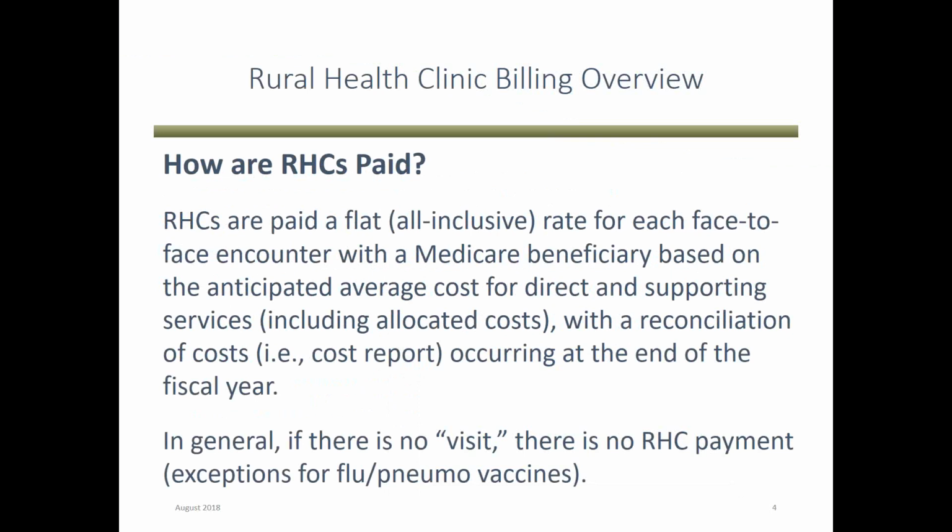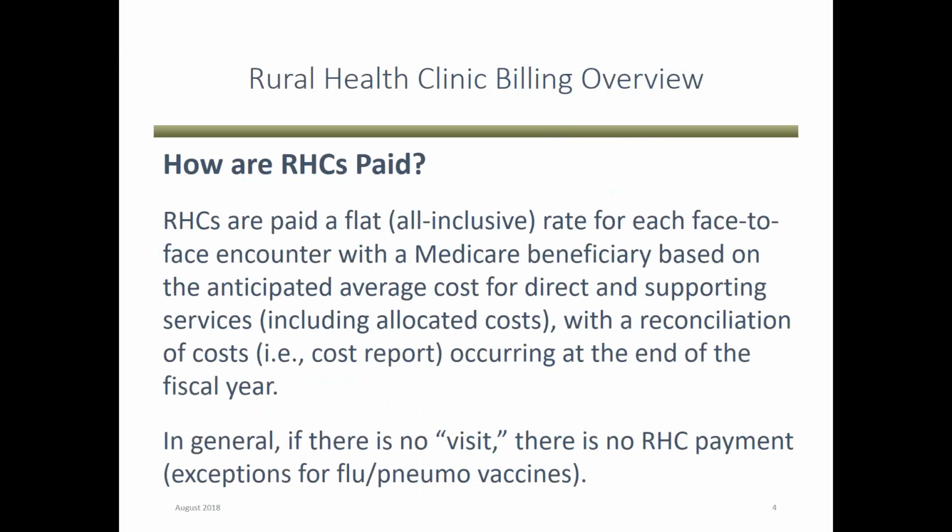In general, if there is no visit, meaning no face-to-face encounter between a Medicare beneficiary and one of the rural health clinic allowable practitioners, there is no payment for an encounter service. So in order for a rural health clinic to receive payment from Medicare for a rural health clinic service, a medically necessary face-to-face encounter must occur between a Medicare beneficiary and a rural health clinic practitioner.